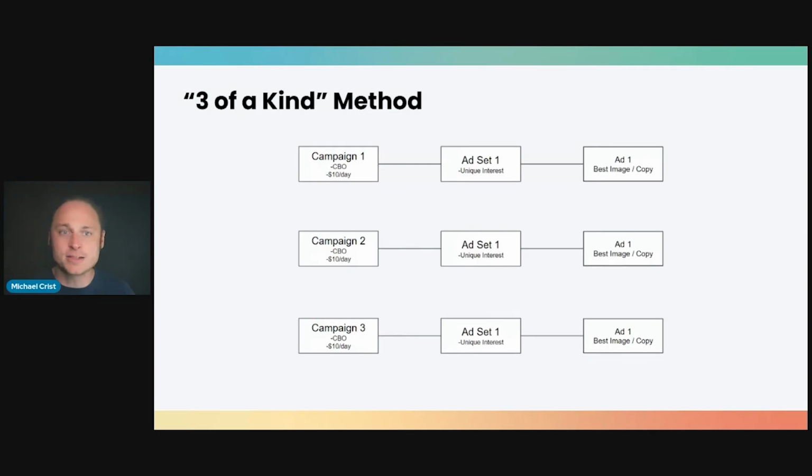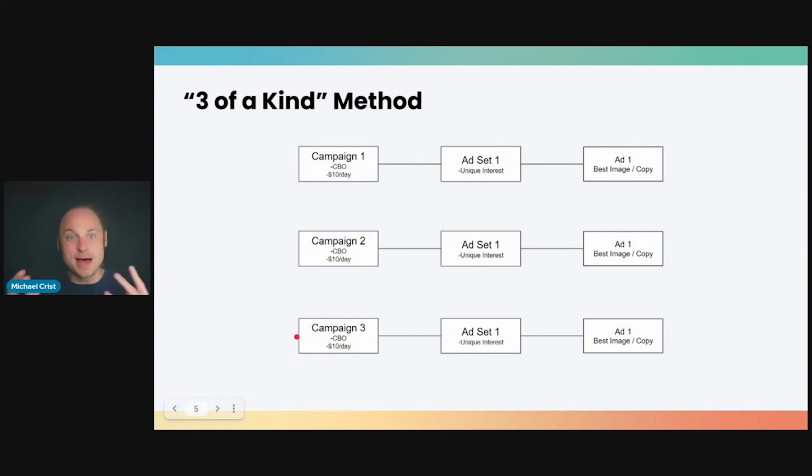First of all, I like to call this one the 3-of-a-kind method. This is where you set up 3 campaigns. You have campaign 1, campaign 2, campaign 3. Again, you're setting these up to run Tuesday, Wednesday, Thursday. I typically start my campaigns about 5 a.m. Central Time. Each of these campaigns is going to be CBO. This stands for Campaign Budget Optimization. It should be Facebook's default. Each of the campaigns is going to have a $10 a day budget.